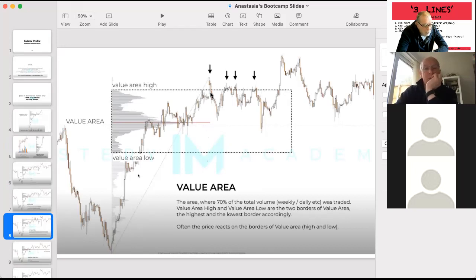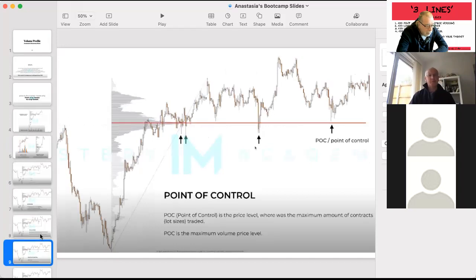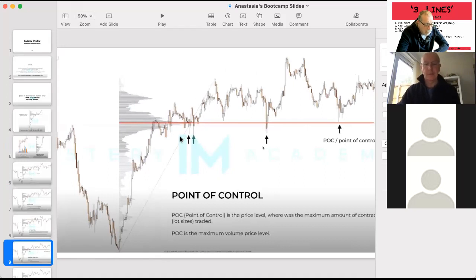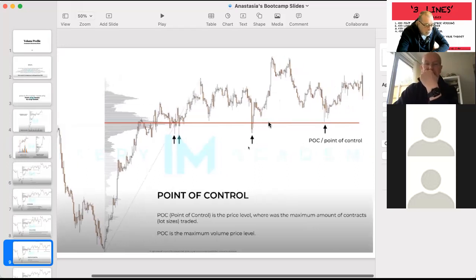So this is very similar to the situation we're in, or we have been in today, where it went outside and then it's come back in. There's nothing to stop it going back and testing it and testing it. Anyway, I will try and move on. So we already know this. POC is the maximum volume price level, and she's demonstrating there that price often rejects off it. It comes down, it goes through, it goes back, and hits it again. So it's a bit of a magnet.